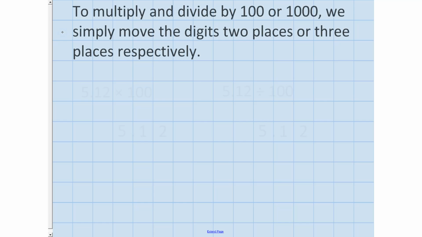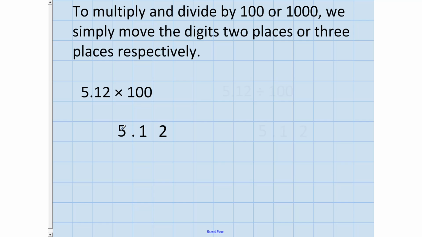Now to multiply and divide by 100 or 1000, we simply move the digits 2 places or 3 places respectively. So 2 places for 100, 3 places for 1000, and the pattern continues. So for example, 5.12 times 100. I'm not going to do the hundreds, tens and units column this time. I'm just going to use a trick, moving digits 2 places to the left because it's times 100.